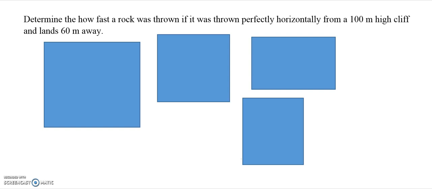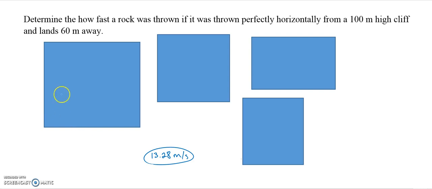So pause the video, get some work on it. Once you think you got it, unpause it, and we shall discover the secrets. All right, the answer is 13.28 meters per second. That's how fast that thing was thrown. Not meters, that's a distance. So let's see how I got that.